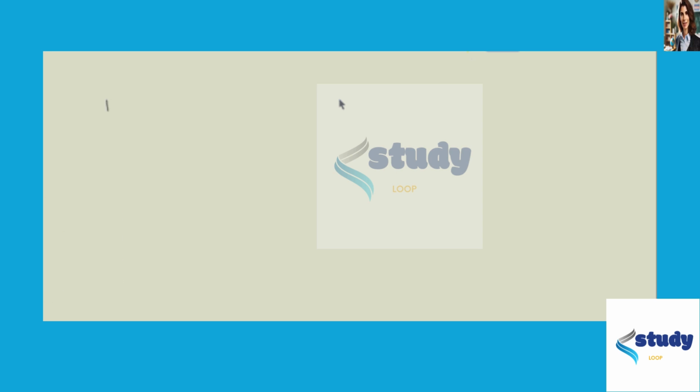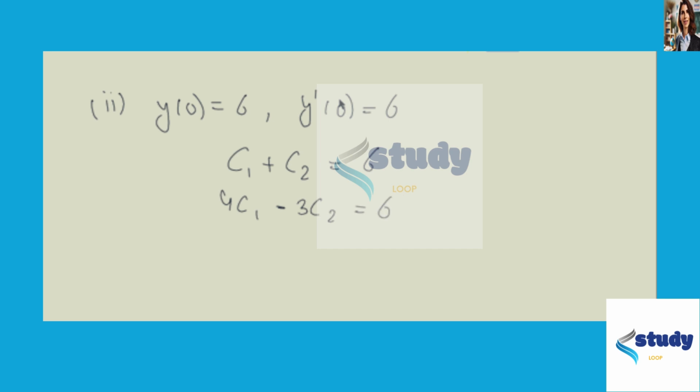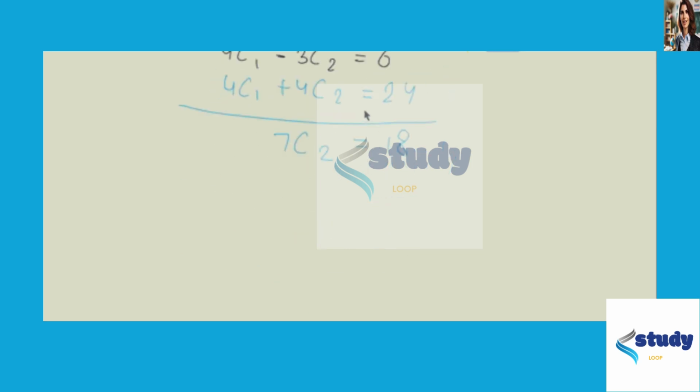For the second part, we are given that y of 0 is equal to 6 and y dash 0 is also equal to 6. So we can say that c1 plus c2 equals 6 and 4c1 minus 3c2 equals 6. Similarly as the first example, we multiply the first equation by 4, so it becomes 4c1 plus 4c2 equals 24. Now subtracting these two equations, 7c2 comes out to be 18, so the value of c2 comes out to be 18 by 7.